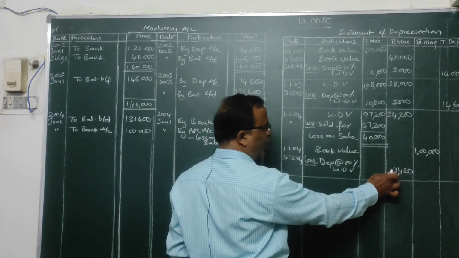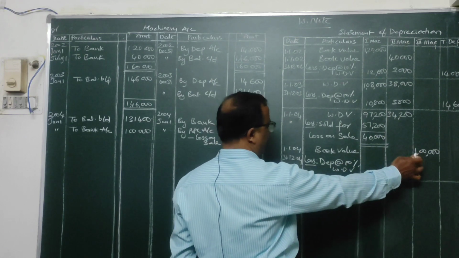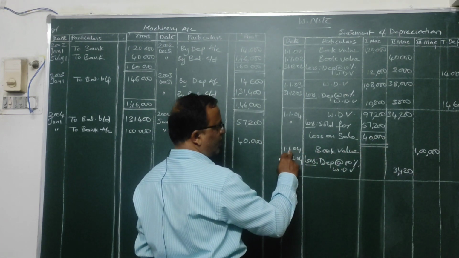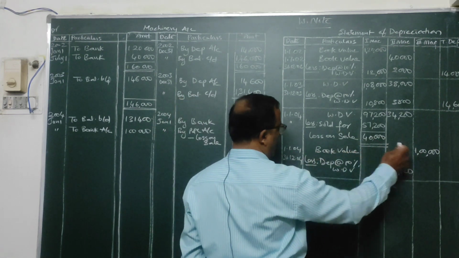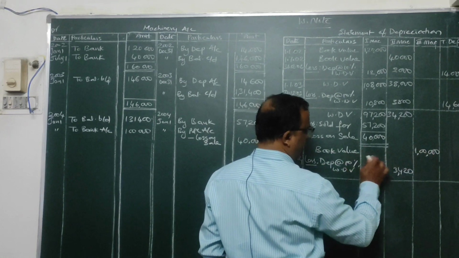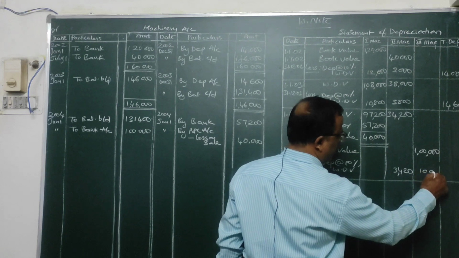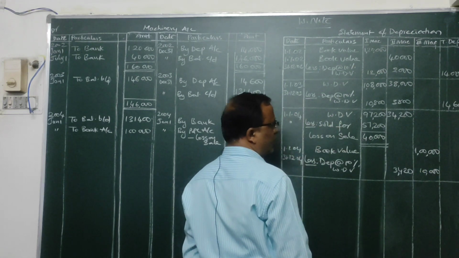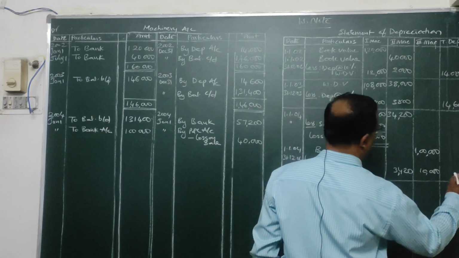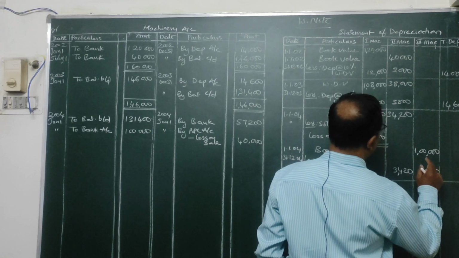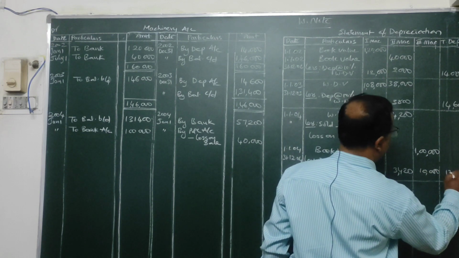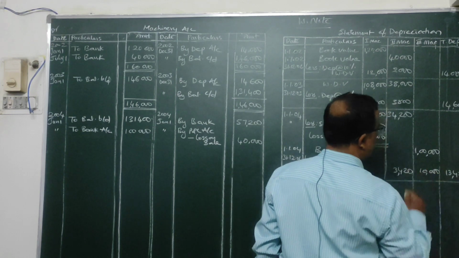Then again on this particular one, it is also purchased on 1st January 2004 only. So totally for 1 year, from January to December, he has used it. So on 1 lakh at the rate of 10%, it will be 10,000. So total depreciation will be how much? If you add these two, you will get the total depreciation for the year. 10,000 plus 3,420, that is nothing but 13,420 will be the depreciation.